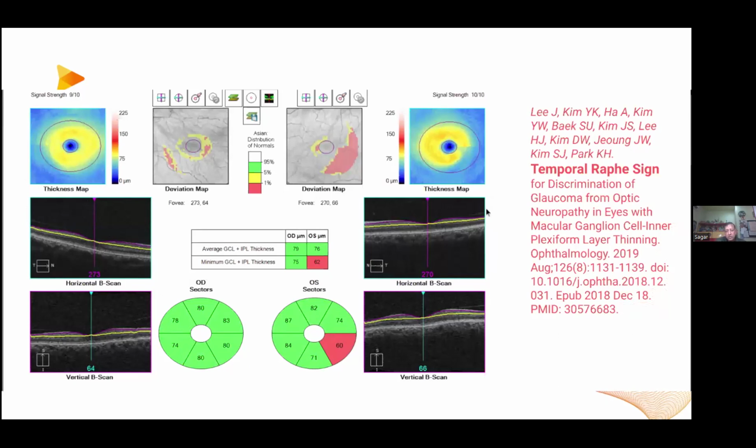So this is an interesting slide, the GCL analysis map of this patient. This is known as a temporal reference sign. If you see this in your patient of glaucoma, it is probably glaucoma, not other optic neuropathies. Dr. Lee and Dr. Kim published a work on this, and if you see this sign, it is helpful in discriminating glaucoma from other optic neuropathies.